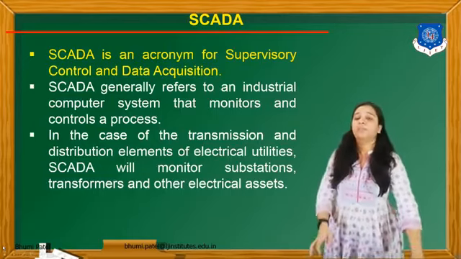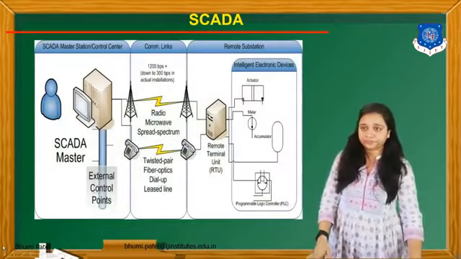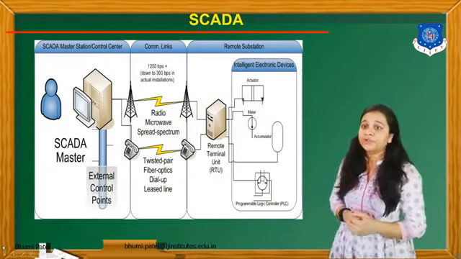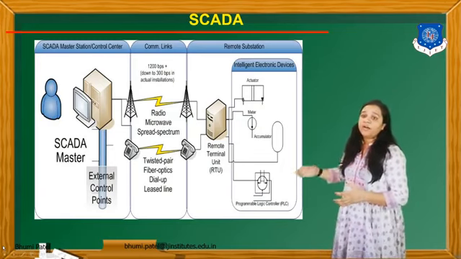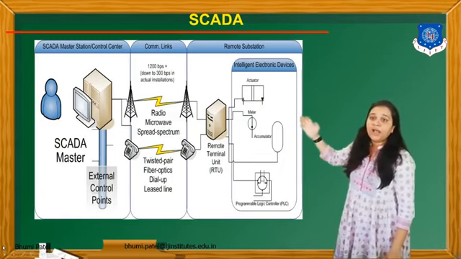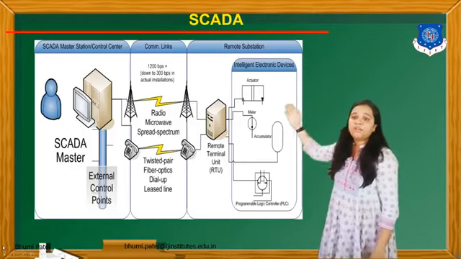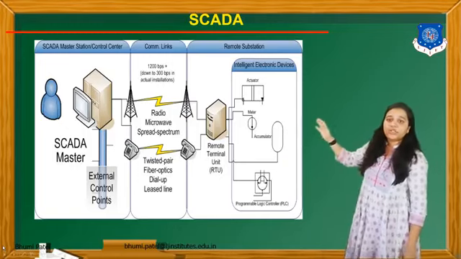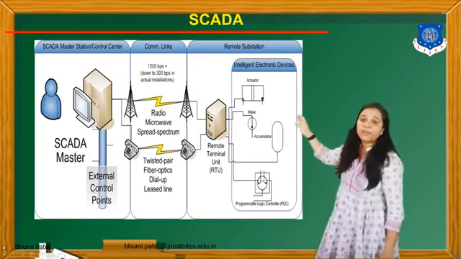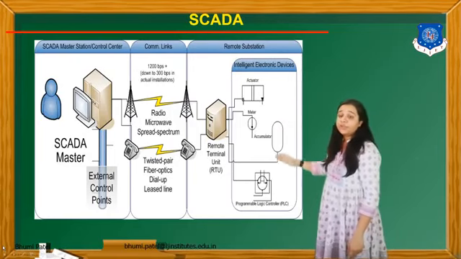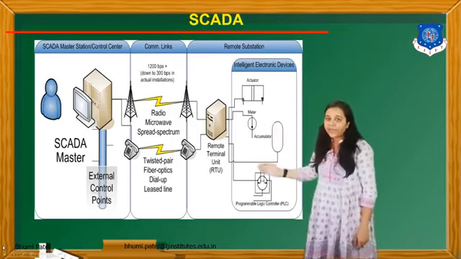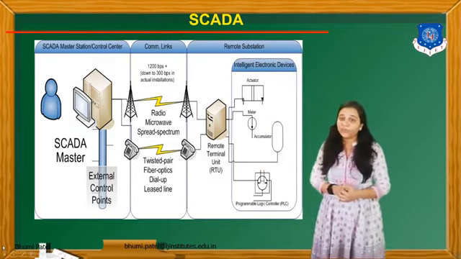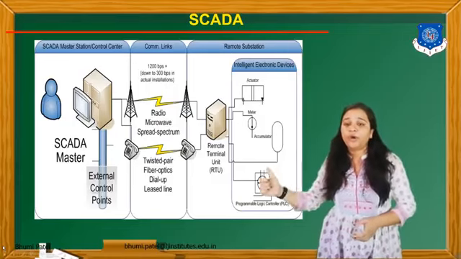Suppose a simple example is there. Here the actual diagram of SCADA is given. SCADA works as a master station. After that, it connects through the common link to the remote station. In the remote station, they connect with some electrical devices. So SCADA will operate all these devices and control the process using the remote terminal units.